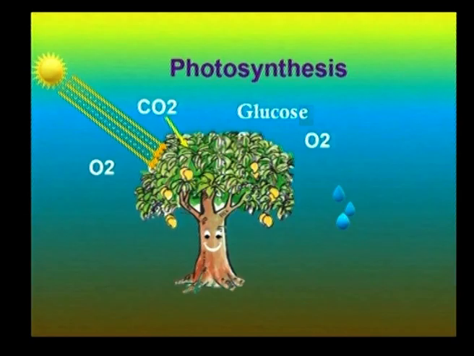The plant, in the presence of sunlight, takes carbon dioxide from the atmosphere and water from the soil and prepares food with the help of chlorophyll present in the green leaves. The food prepared is in the form of carbohydrates, glucose. Oxygen is evolved in this process and water is also evolved in this process.